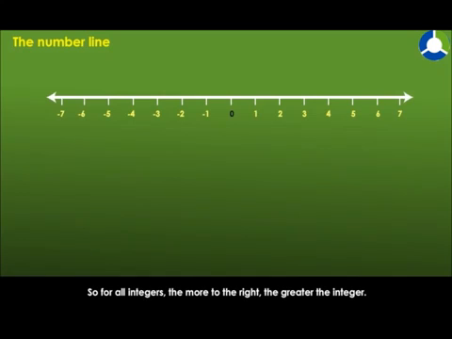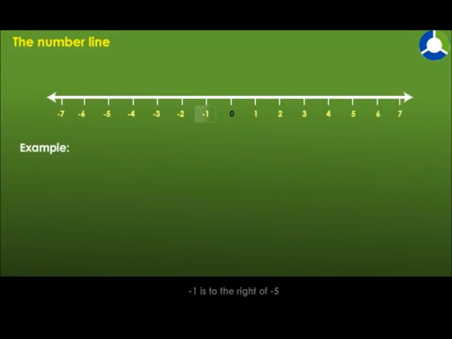So, for all integers, the more to the right, the greater the integer. Example: negative 1 is to the right of negative 5. Therefore, negative 1 is greater than negative 5. Positive 2 is to the right of negative 7. Therefore, positive 2 is greater than negative 7. 0 is to the right of negative 4. Therefore, 0 is greater than negative 4.